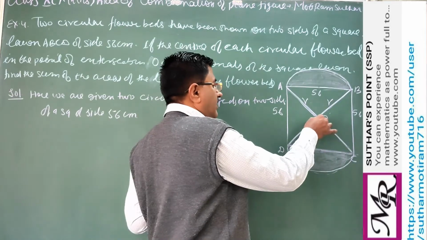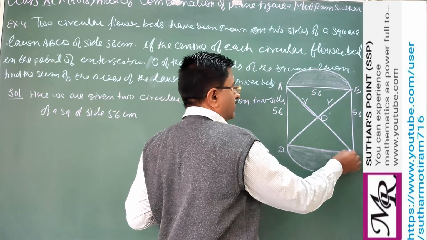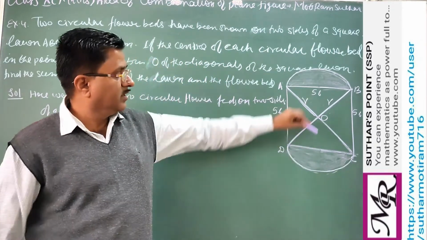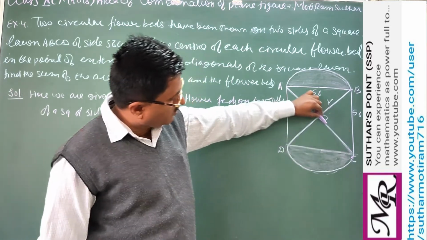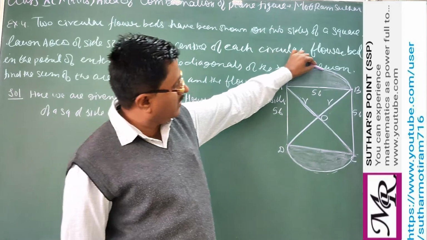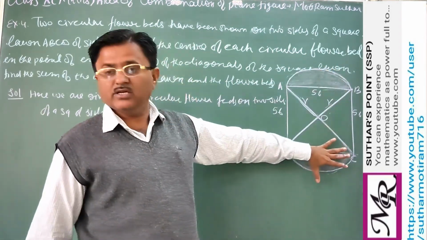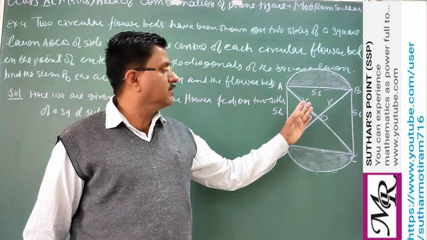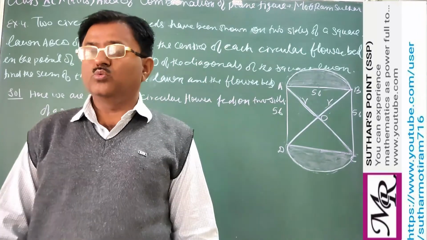Or the other method: you can find the area of the sectors. This is a sector, see here which sector? ODC, this is the first sector, and OAB, this sector. So the area of this sector plus the area of this sector plus the area of this triangle plus this triangle, that also we can find.